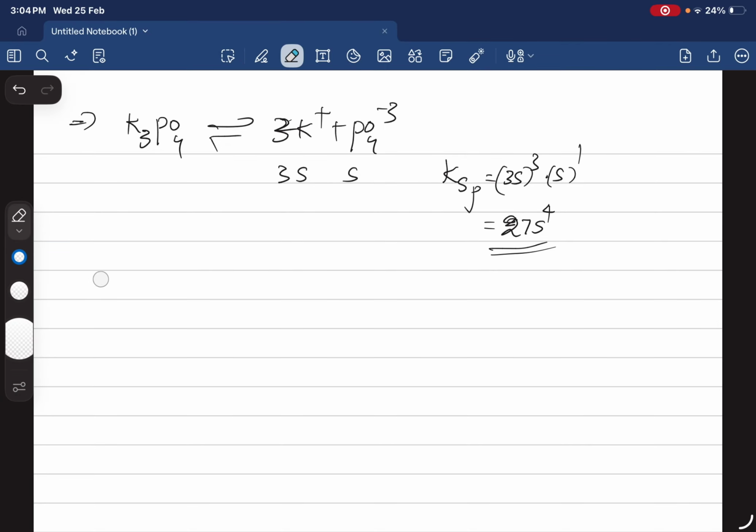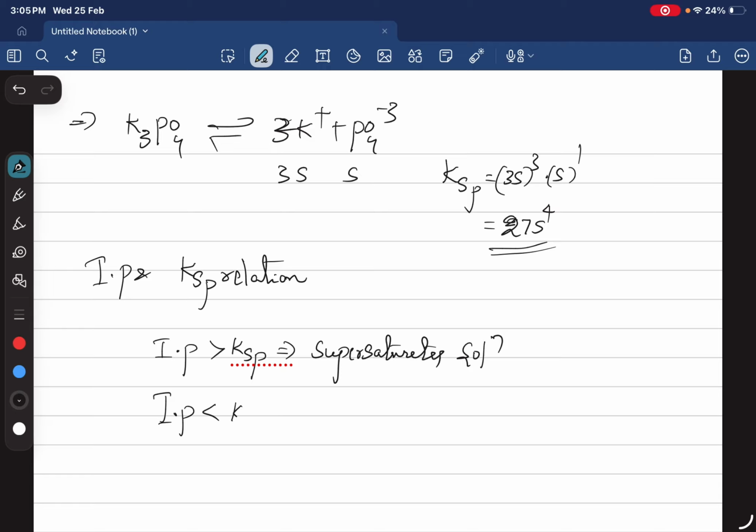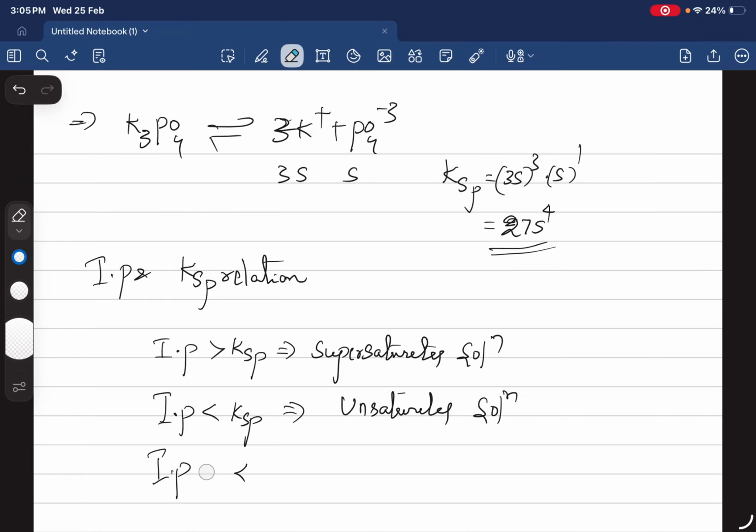Ionic product and Ksp relation. If the ionic product is greater than Ksp, that is a supersaturated solution, meaning a precipitate will be formed. If the ionic product is less than Ksp, it is an unsaturated solution. And if the ionic product is equal to Ksp, a saturated solution will be formed.